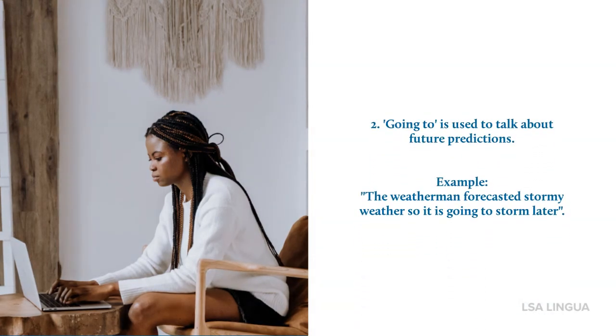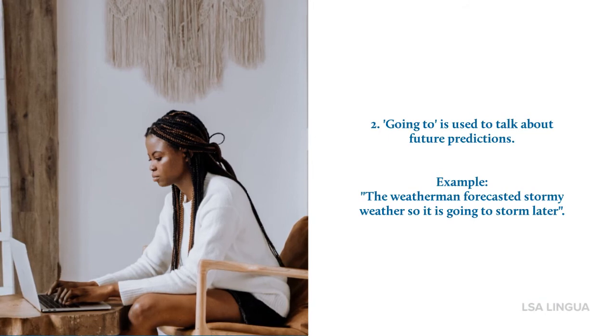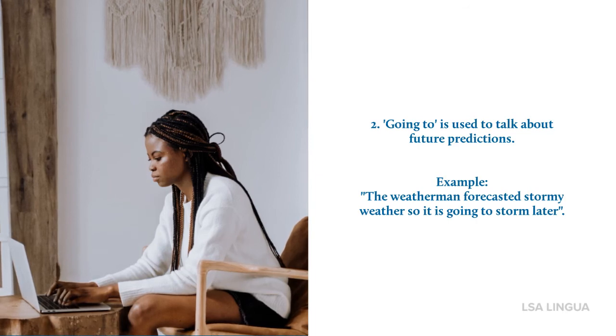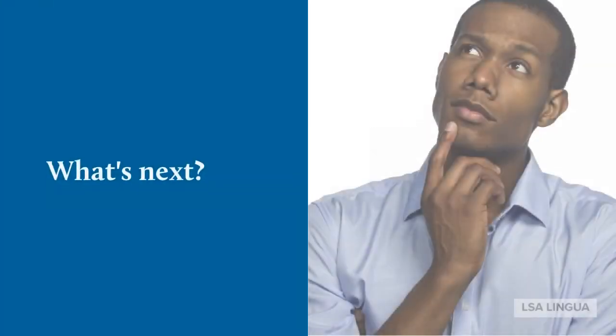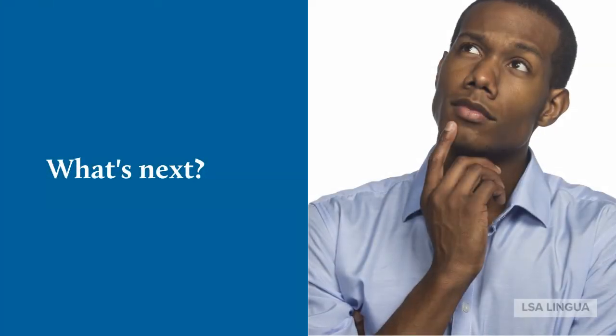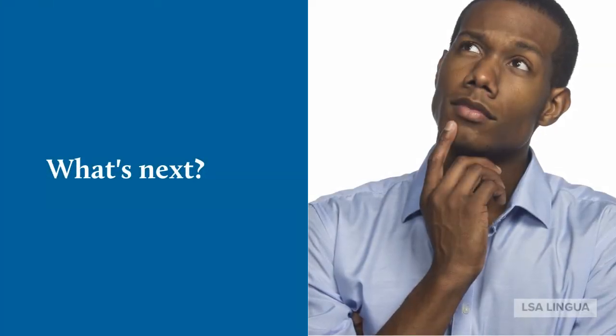Going to is also used to talk about future predictions when we can find clues in our present. An example, the weatherman forecasted stormy weather, so it's going to storm later. In this video, the future simple was discussed, as well as the case of going to.